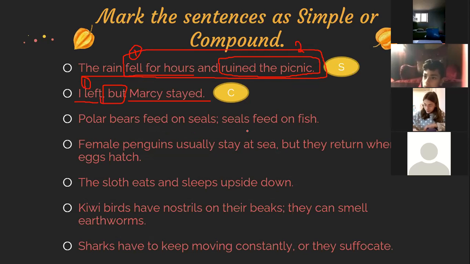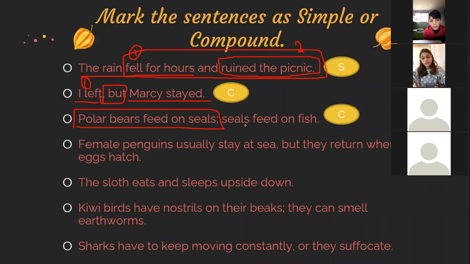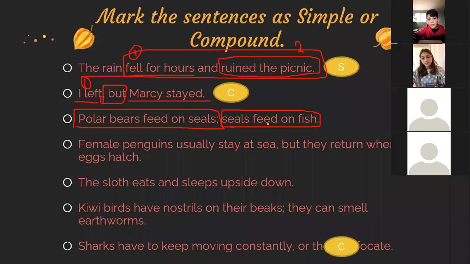Where is the first independent clause, Hussein? In this sentence, we have two independent clauses. Can you give them to me separately? What is the first independent clause in this sentence? Polar bears feed on seals. This makes an independent clause: subject, predicate, and complete idea. Seals feed on fish. This is the second independent clause. I have a second subject and a second predicate with a second idea. Thank you, Hassan. You muted yourself.